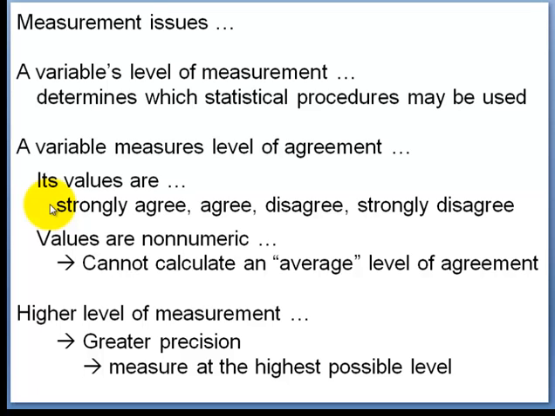But on the other hand, if we had a numeric variable, that is to say a variable in essence at interval or ratio level, then indeed we could calculate an average. A general rule is in most situations you should measure with the greatest possible precision, which is to say measure at the highest possible level, because that will open up additional possibilities for statistical analysis for you.